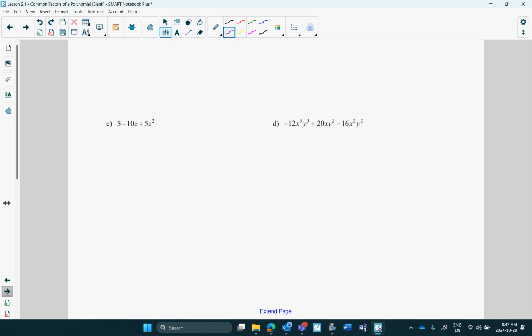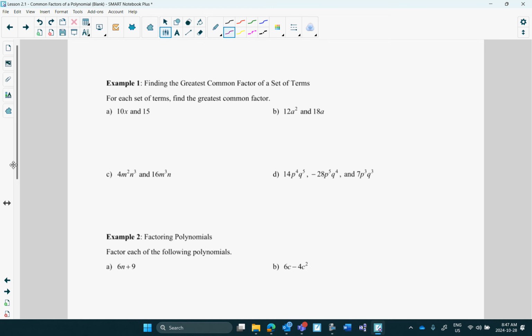Okay, so let's look at some different examples. Oh, before that, let's practice getting some GCFs. What's the greatest common factor of 10x and 15? What's the highest number and or variable that I can divide out of 10x and 15? 5. What's the greatest common factor of these two? Notice they both have numbers and variables this time.